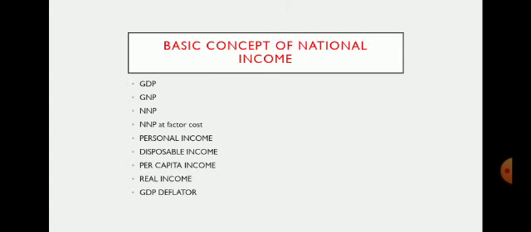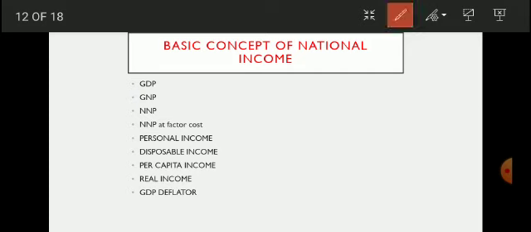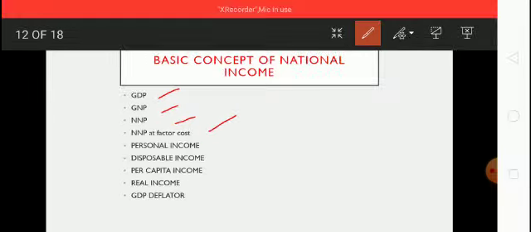Next, these are the basic concepts of national income. We can call them the tools of national income. What are the tools? One is GDP. GDP is nothing but gross domestic product. GNP, gross national product. NNP, net national product. NNP at factor cost is nothing but net national product at factor cost.